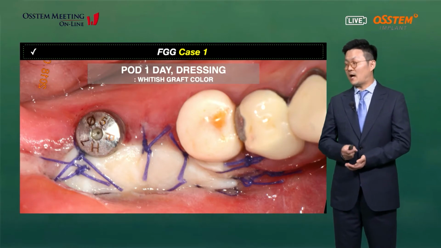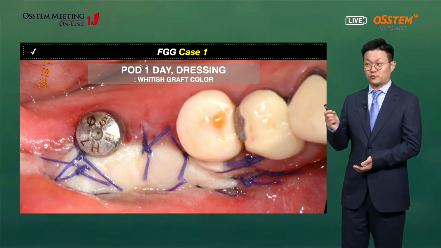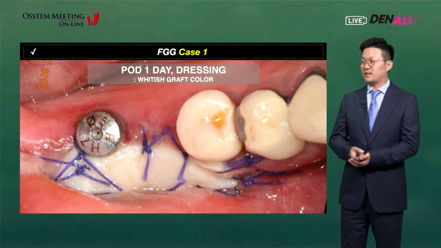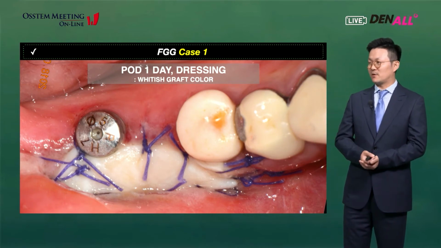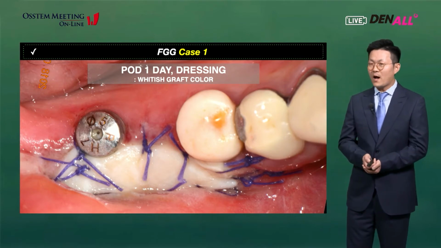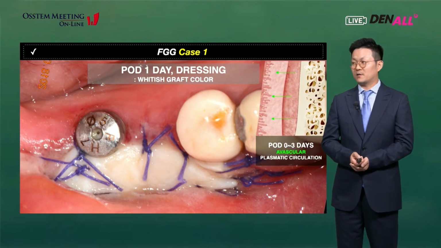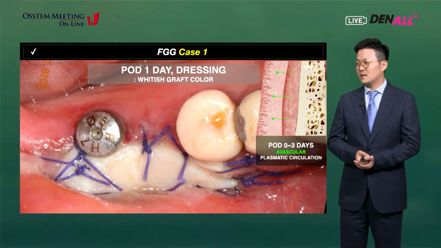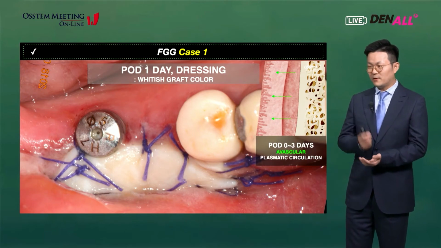In this case, I have used only a single interrupted suture. And after 1 day, at the day of dressing, we can get this kind of lesion. As you see, the graft tissue has a whitish color. Why? Because after 1 day, this is the first healing phase.